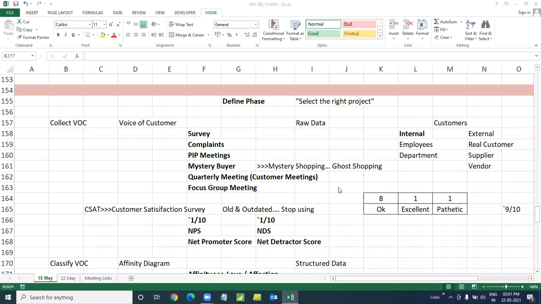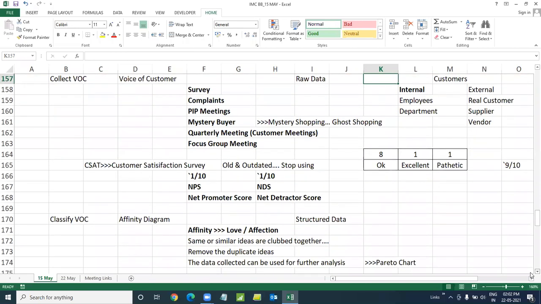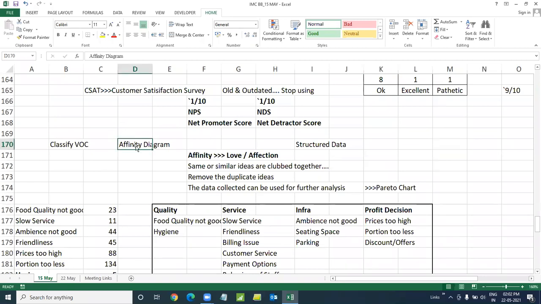Once we have figured out the right audience with which we will be doing some sort of survey, we'll be meeting them and conducting some sort of focus group meeting. Bottom line, we will collect a lot of problems, and these will be more like raw data, like a survey result, which is very much raw. We cannot make any sense out of it. So what we need to do is classify the VOC using an affinity diagram. The affinity diagram will convert that raw data into structured data, so you can take some decisions. So you collaborate and summarize the survey results.